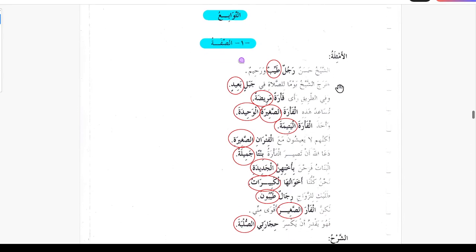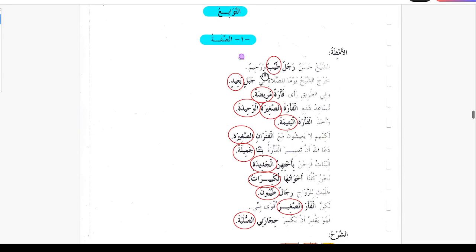Here are some examples. Ash-shaykhu hasanun rajulun tayyibun wa rahimun. Sheikh Hassan is a good man and compassionate, a good and compassionate man. So we know Rajulun is a man, Tayyibun is good. So good is actually the adjective of Rajulun, and it is just opposite in English. In English we have the adjective coming before, like he is a good man. Good comes first before man, but in Arabic it is opposite. So the adjective comes after the word that it is the adjective for.